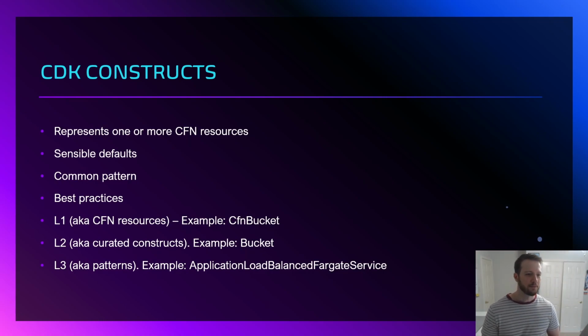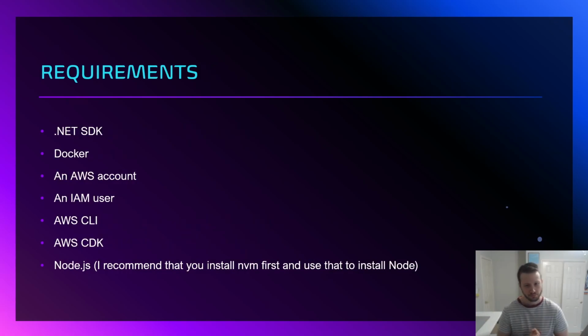And then level 3, you won't use as often because they're more specific. But if you want that specific use case, they're very handy. So the example here is application load balanced Fargate service. And if that is exactly what you want, it's a lot less code for you to write. But normally, I think the L3s that you use are going to be custom ones that you write or your company has written for you. And we'll take a look at an example of that in the code demo as well.